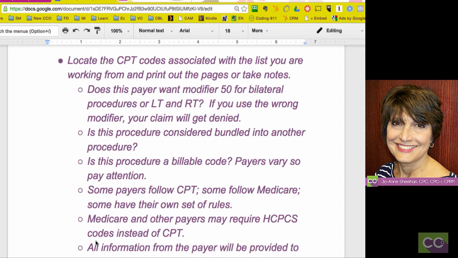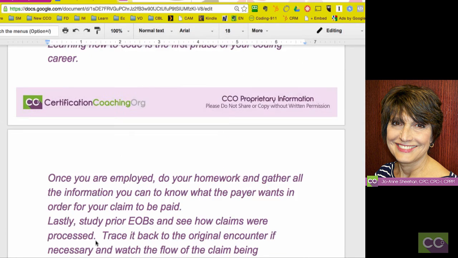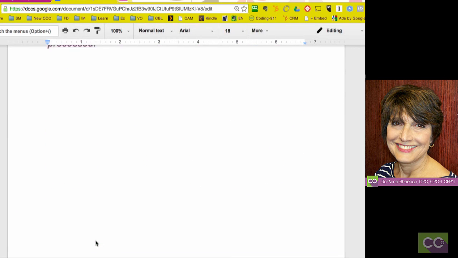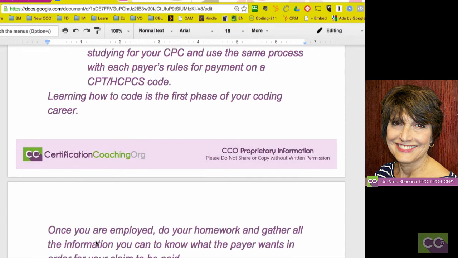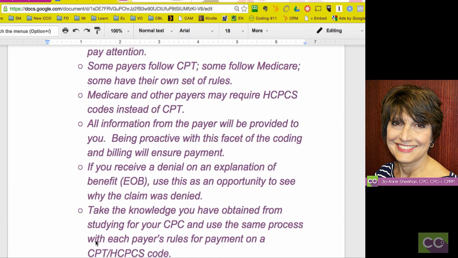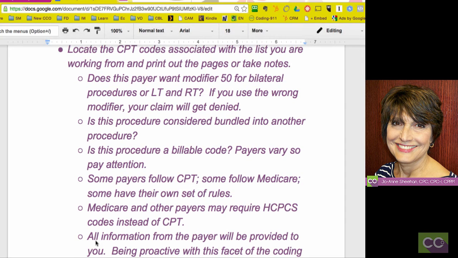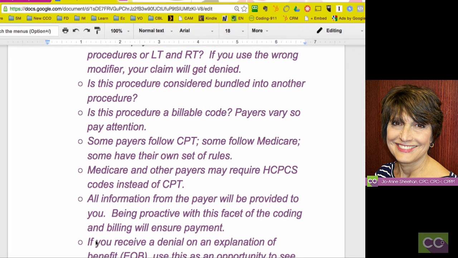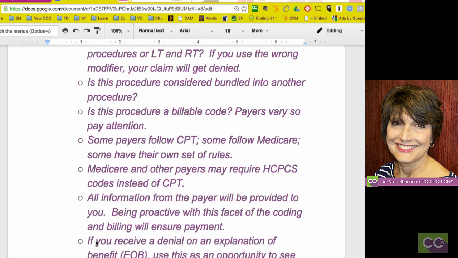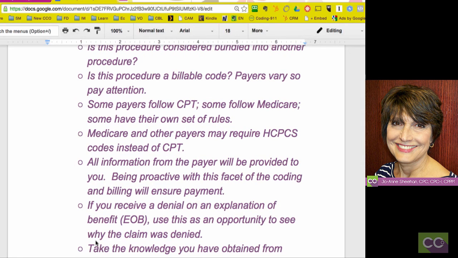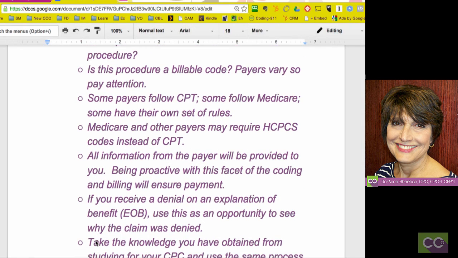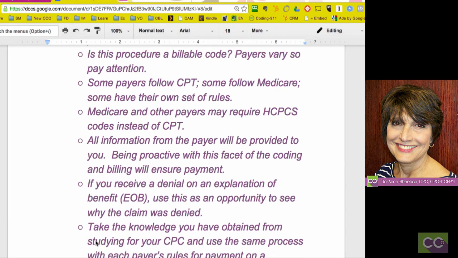The last thing is to study prior EOBs and see how the claims were processed. Trace it back to the original encounter form if you have to, and watch the flow of the claim being processed. You can learn a lot by studying an EOB and seeing what modifiers were used. There were times when modifier 25 would not be accepted by some states in New England for Medicaid, and now they accept it. So you have to really know what each insurance company requires, and that's how you'll get paid. And whether you're a biller or a coder, the coder also has to know what the payer's rules are in order to code it properly for the biller to key punch it, if the biller doesn't take it full circle. So, that's that.